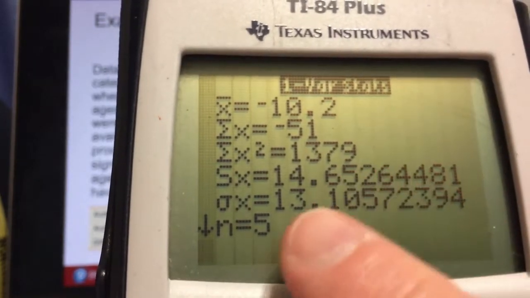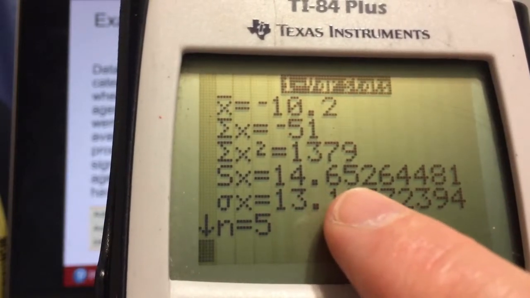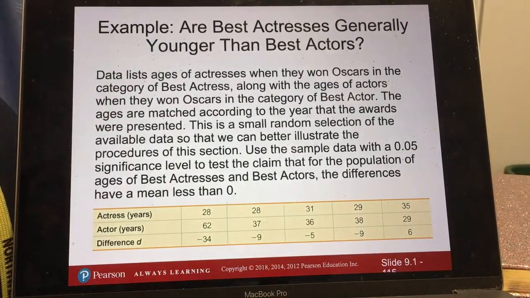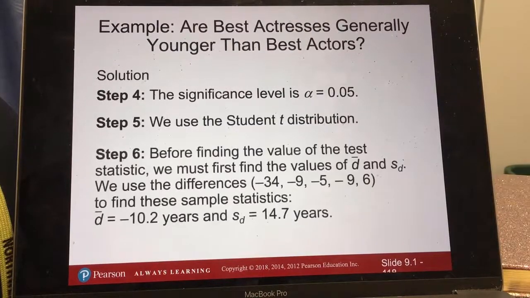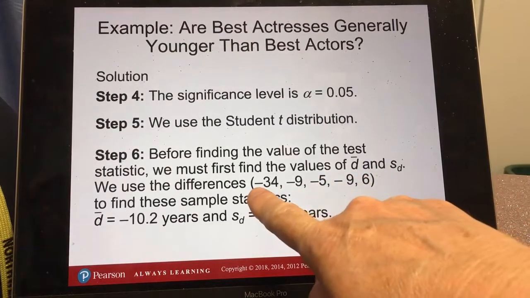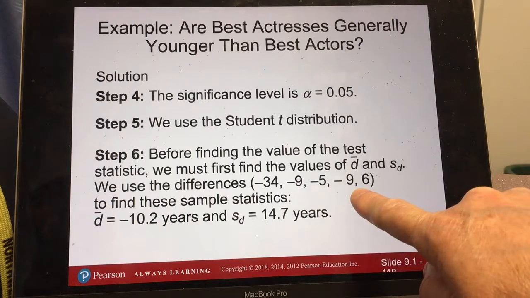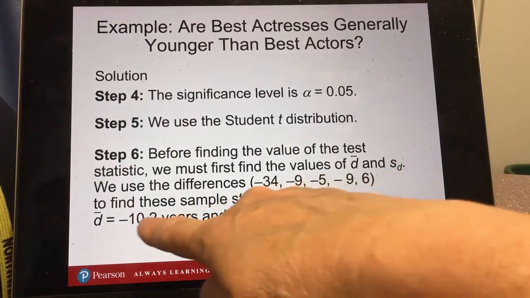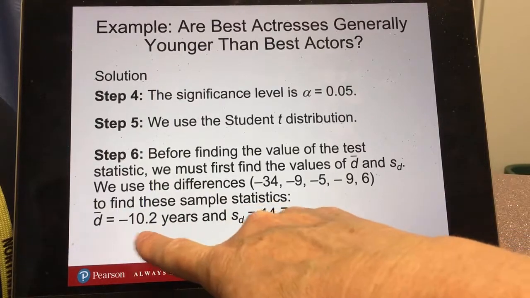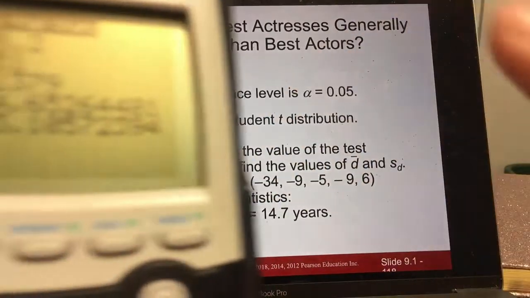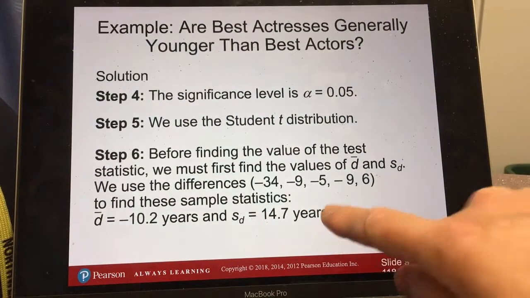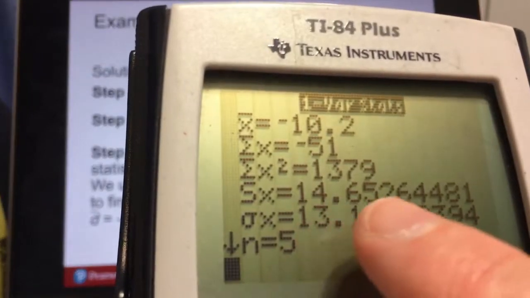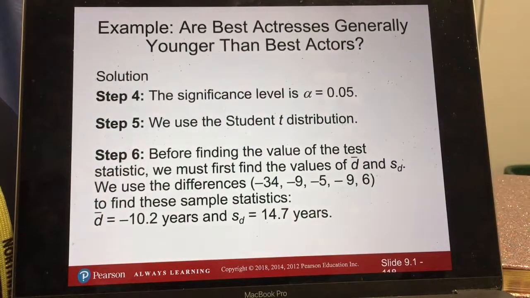My standard deviation is down here, 14.65. So let's go to the data here, and we were right here. Okay, so there were those values that I had in L3. And then when I run the one variable stats on L3, I get -10.2 and -10.2. I get standard deviation 14.65, which rounds to 14.7.